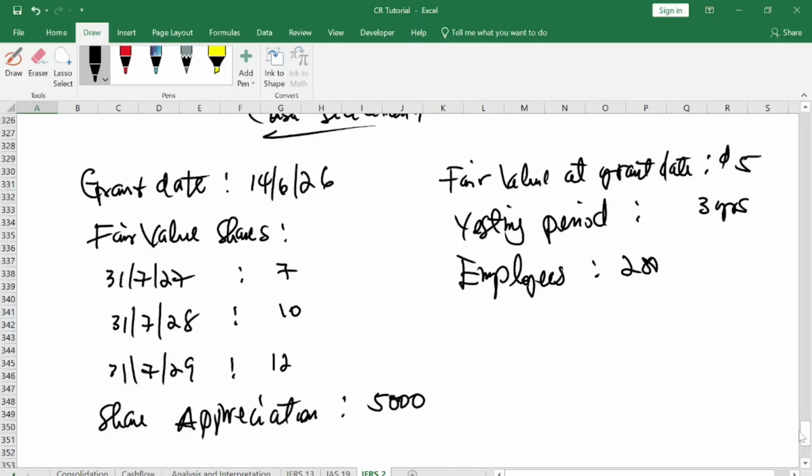Watch here, they're giving you the fair value at the grant date. It means the day they made the agreement, the fair value of the share was 5 cedis. But at all times when you are dealing with cash settlement, you look at the share value at the end of the accounting year, not the share value at the grant date. So the grant date fair value was 5 cedis, but at the end of the accounting year, the share value is 7.